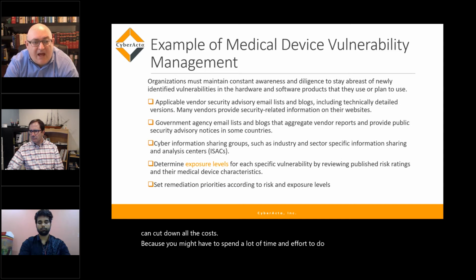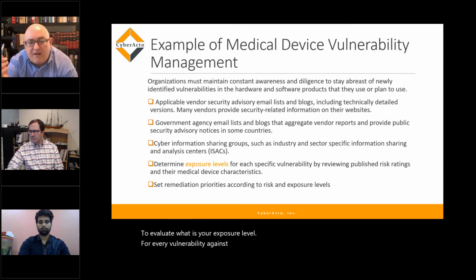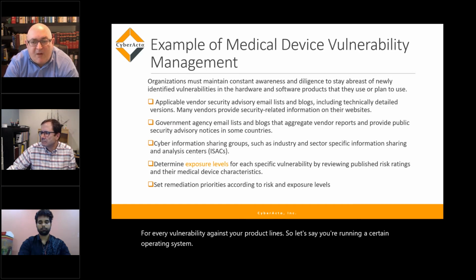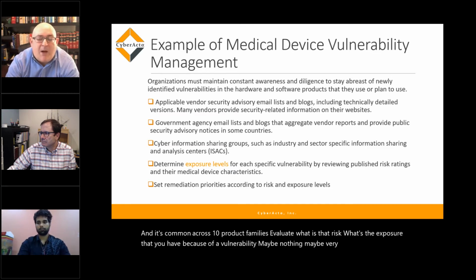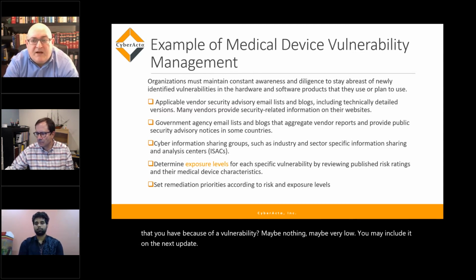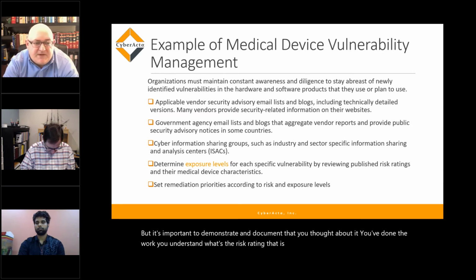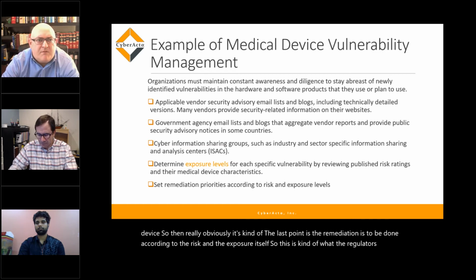And I highlighted that you should have a process to evaluate your exposure level for every vulnerability against your product line. So let's say you're running a certain operating system and it's common across 10 product families. Evaluate what that risk is, what the exposure is because of a vulnerability. Maybe nothing, maybe very low. You may include it in the next update, but it's important to demonstrate and document that you thought about it, you've done the work, and you understand the risk rating established as it pertains to your medical device. And then, the last point is that remediation is to be done according to the risk and the exposure itself. So this is what the regulators will expect to see from you.